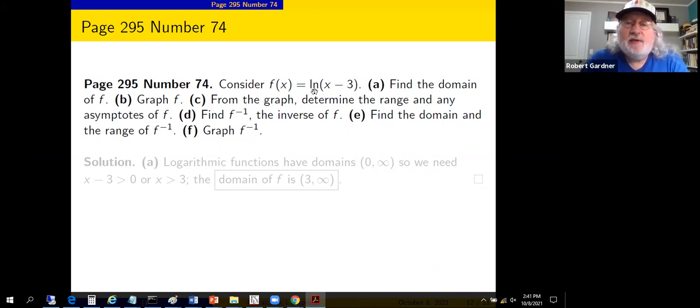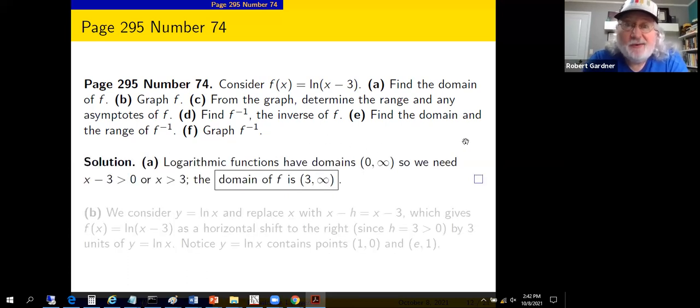Consider f of x equals natural log of x minus 3. Find the domain, graph it. From the graph, determine the range and asymptotes of this function. We could already figure that out algebraically. Find the inverse of this function, which would be an exponential function. Find the domain and range of the inverse and graph the inverse. Okay, so maybe we'll pick some of that information up as we go.